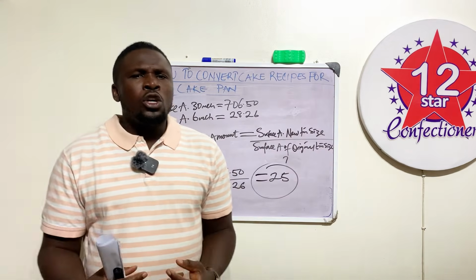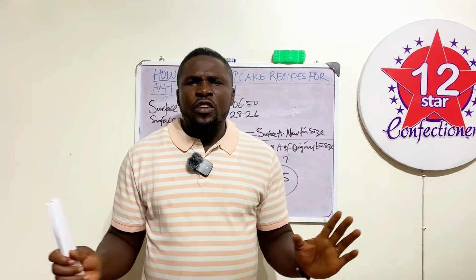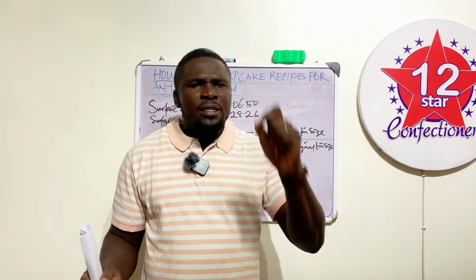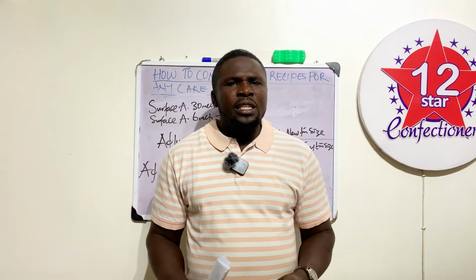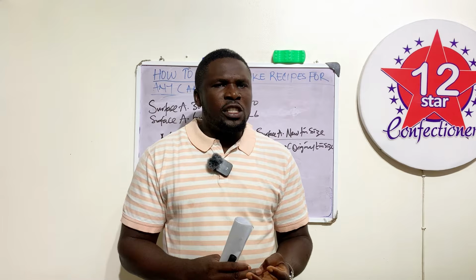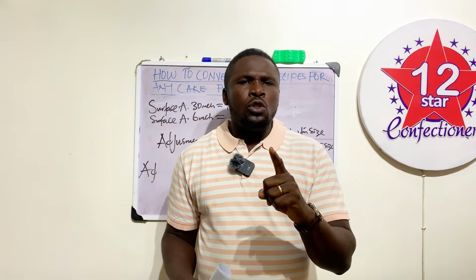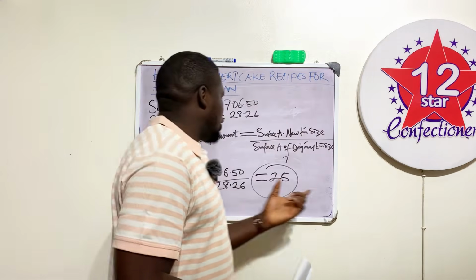So in this course, you are going to understand that our determinant factor to get your different cake recipe is your 6 inches. From your 6 inches, you get the surface area, and you divide the surface area of your 6 inches with the desired surface area of the one the customer told you to bake. When you do it that way, you get your adjustment number.